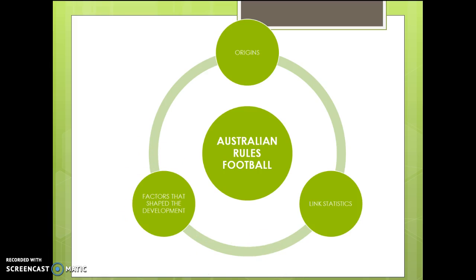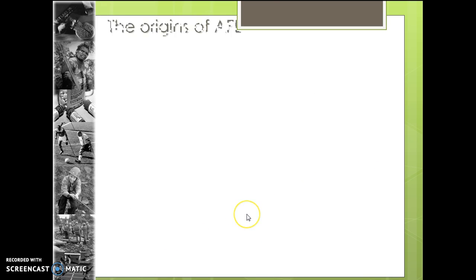So, we'll look at little bits of videos tomorrow in your next lesson. But first up, we need to split up these three things. Now, the statistics I'll talk about in the lesson. But tonight's screencast will look at the origins, where it originated from, and what factors specifically shaped the development. Okay, so starting off then, origins of Australian rules football.